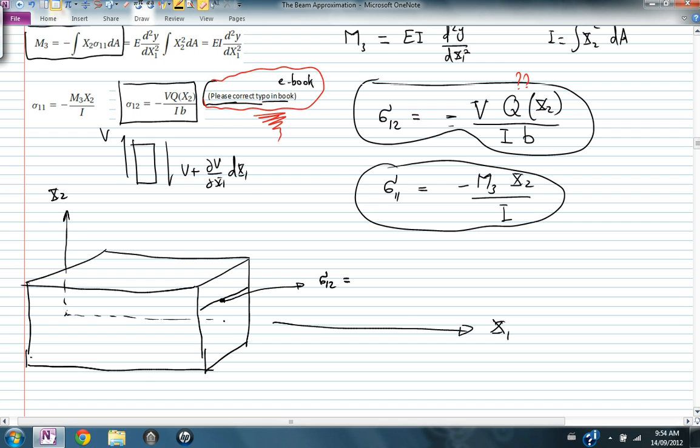I will take this whole area, I will call it area, and then I will calculate the distance from the centroid of the area to the neutral axis, and I'm going to call this distance B. In this case sigma on 2 is equal to the negative shear force multiplied by Q of X2. Q of X2 is equal to area multiplied by Y bar, which is the moment of the area above that point, divided by the moment of inertia, divided by the width of the cross section.